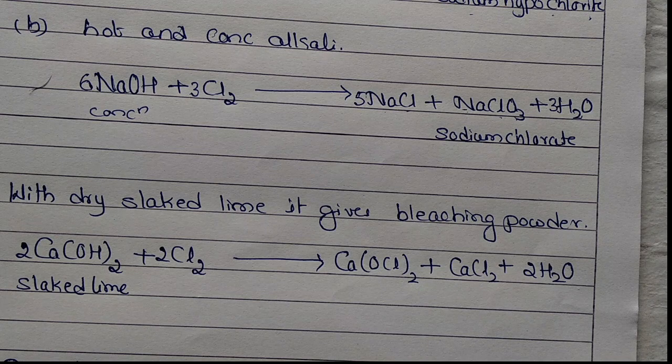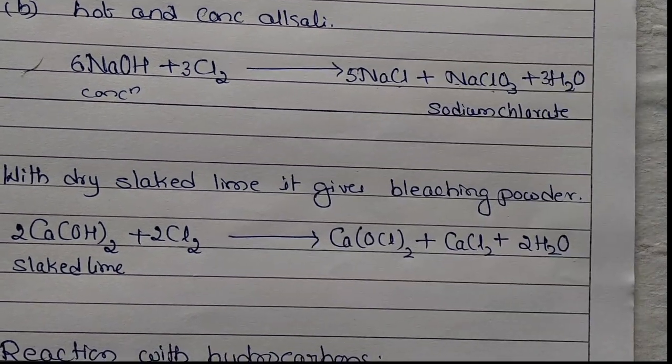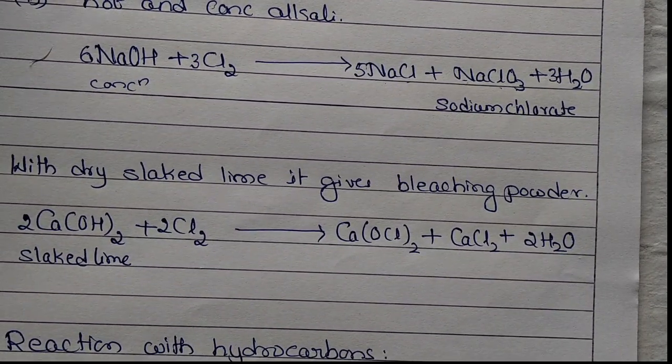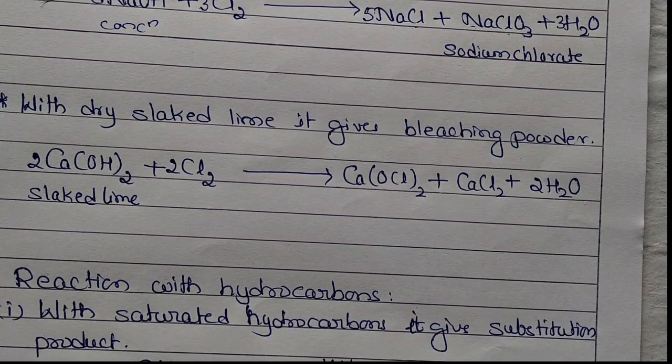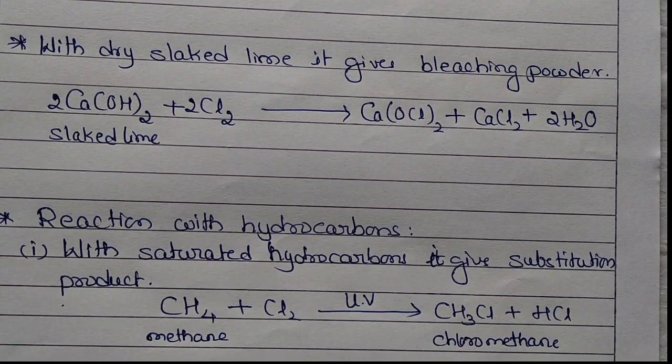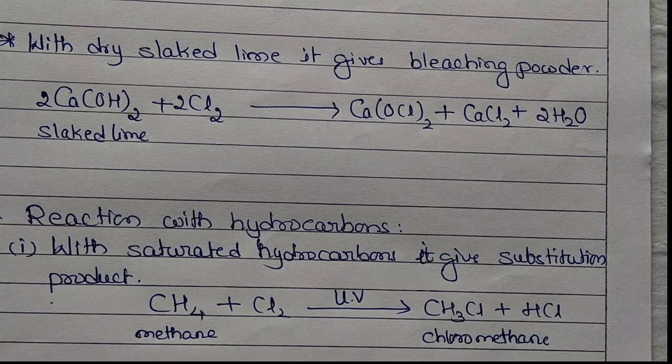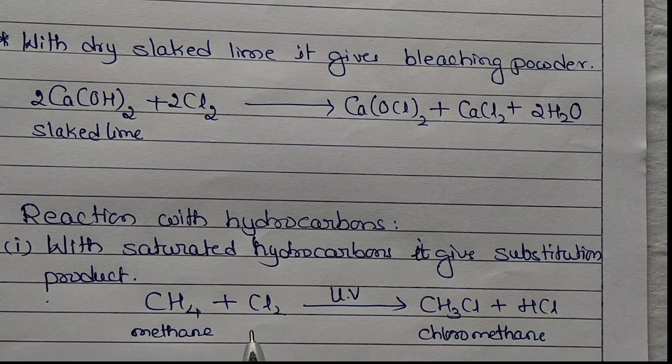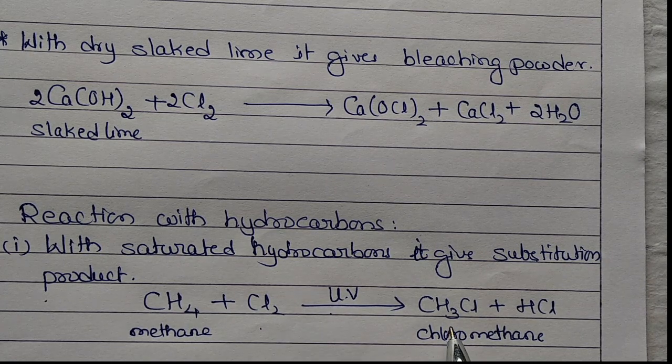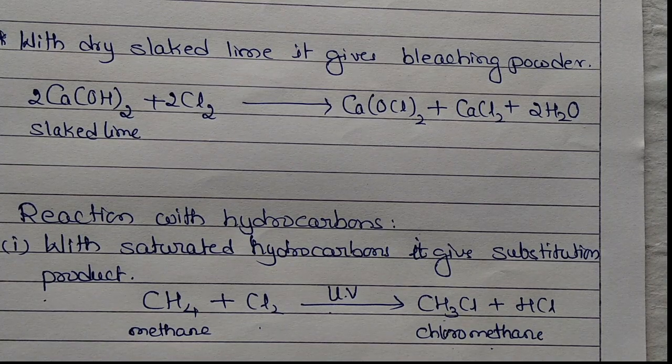Methane reacts with chlorine in presence of ultraviolet radiation or sunlight and gives chloromethane. Whereas in case of unsaturated hydrocarbons, what do you mean by unsaturated hydrocarbon? A hydrocarbon containing a double bond or triple bond. It gives an addition product. You have studied such reactions in organic chemistry. So there is a substitution product and an addition product. With a saturated hydrocarbon, it gives a substitution product: methane reacts with chlorine in presence of sunlight to give chloromethane, or methyl chloride, its common name, and HCl gas is evolved.